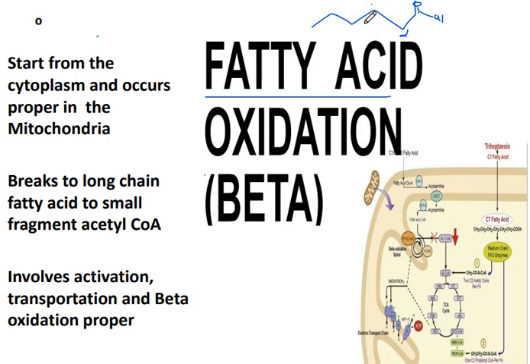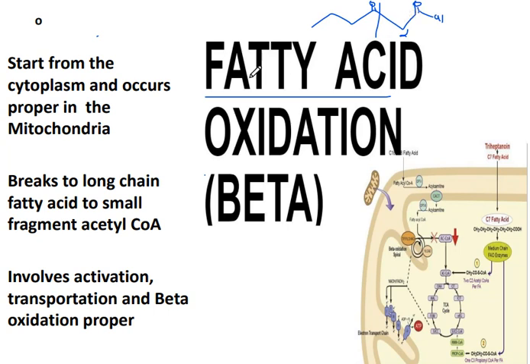Now the process tends to add oxygen to the beta carbon and at the end cleaves this portion of the fatty acid to form what we call an acetyl-CoA. So we call it beta oxidation because the process involves oxidation on the beta carbon of the fatty acid.